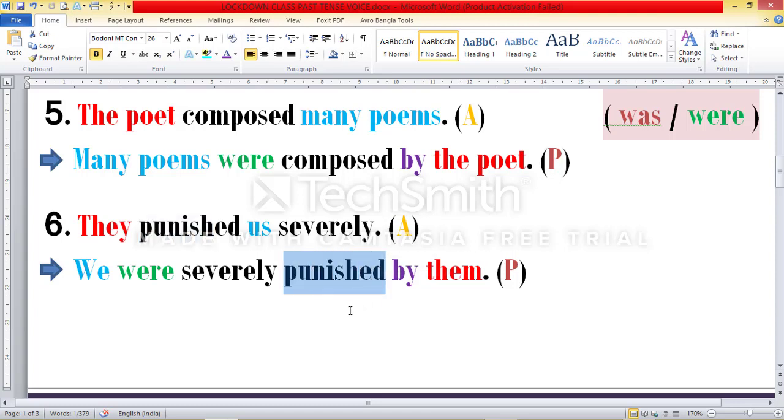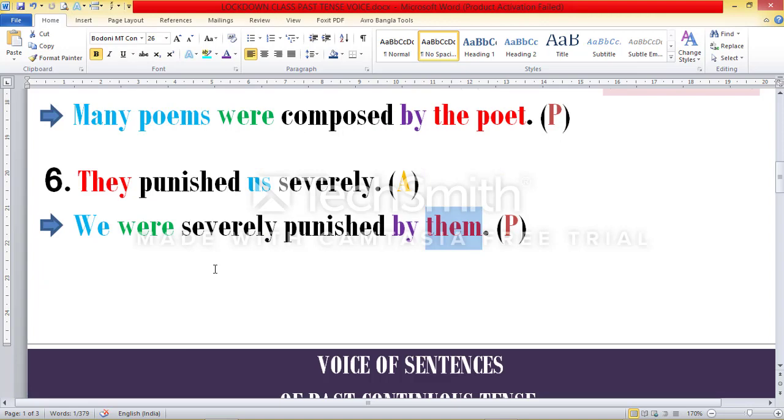Then after writing the third form, that is the past participle form of the verb, we have to write the preposition by here. Then at last you make the object subject. So they here has become them as object. So this way you have to change from active into passive in case of sentences which are of past indefinite or simple past tense.